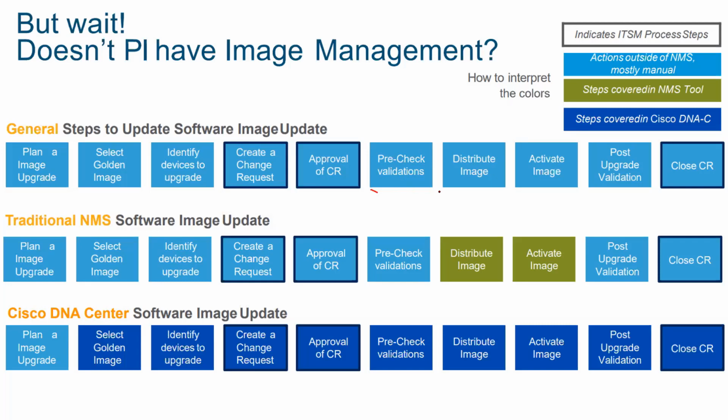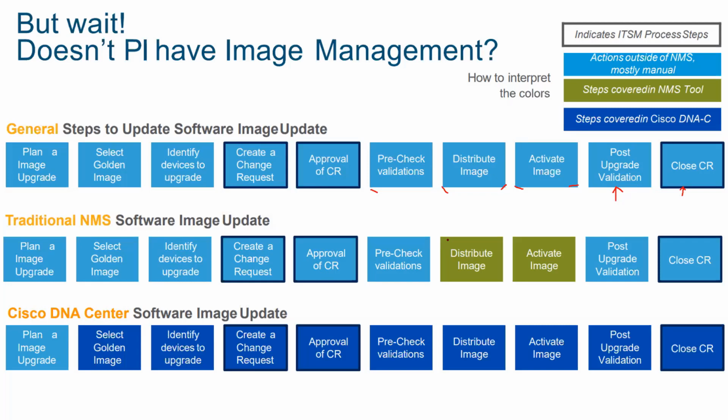Once you pass the pre-check validation, you'll start distributing the image. You'll copy the image to these devices or that device. After you've done the distribution, you need to check the integrity of that image. You need to check if it's altered or if there were any errors during copying to this device. Now you can activate the image, do the reboot, and you have the new image applied. Then you can do the post-upgrade validation, which is a test script, and you close the CR.